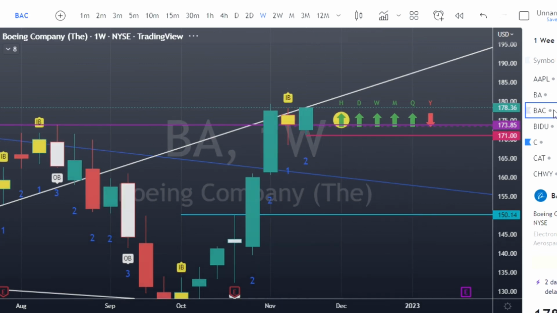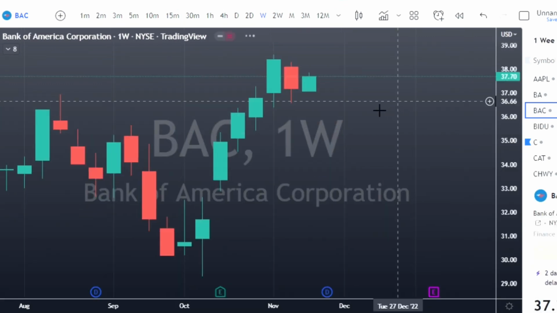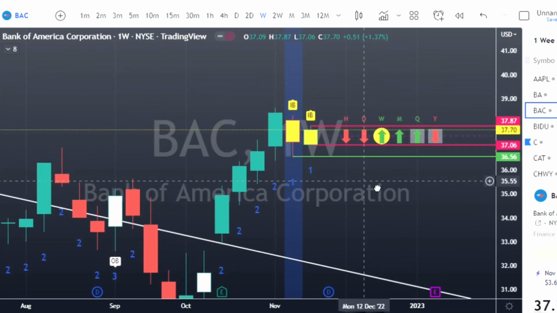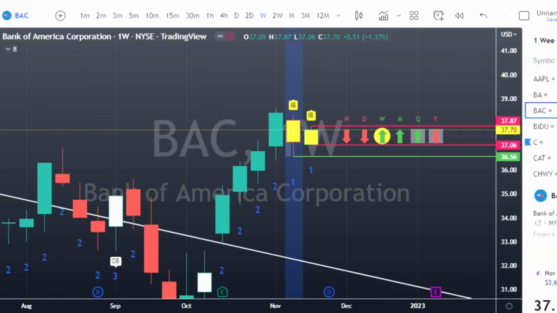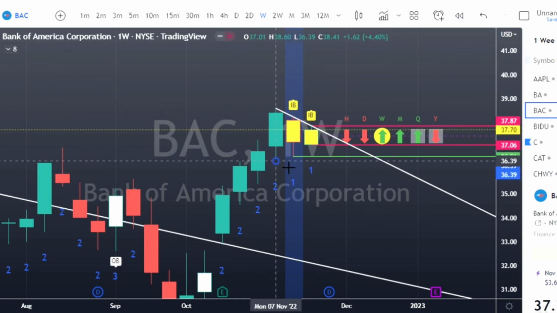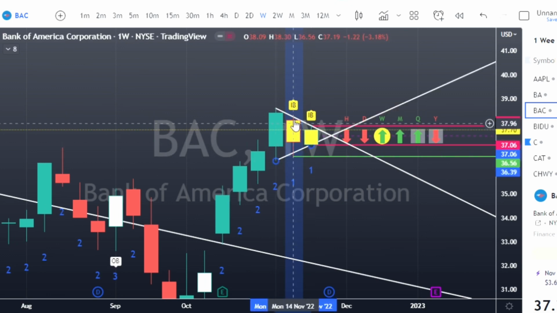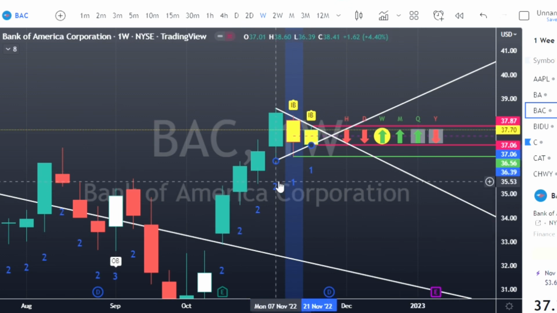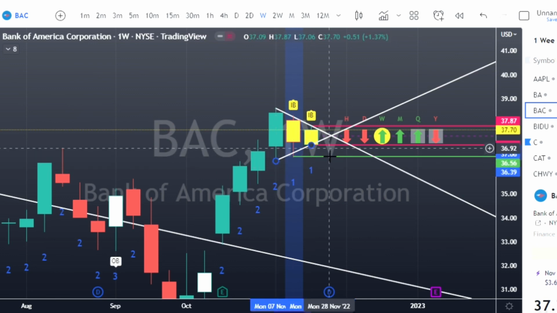Okay, we move on to BAC. So BAC, Bank of America, double inside bar. So this is basically the same thing as a single inside bar, but we've had two straight weeks, guys. For 2 weeks we've consolidated, and I can show you this way. Doesn't matter. I can just do it off of the 2 inside bars. Basically, what is being created here is an inverse broadening formation. So instead of higher highs to higher highs and lower lows to lower lows, we're going to lower highs and higher lows, and that's creating this inverse.